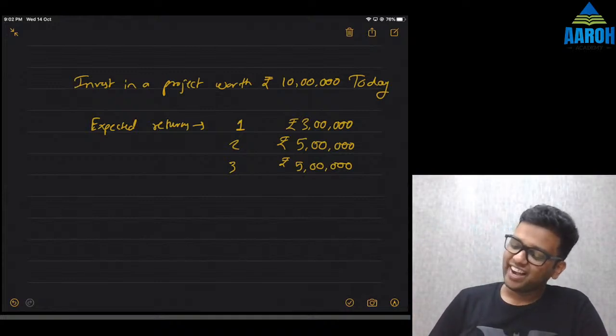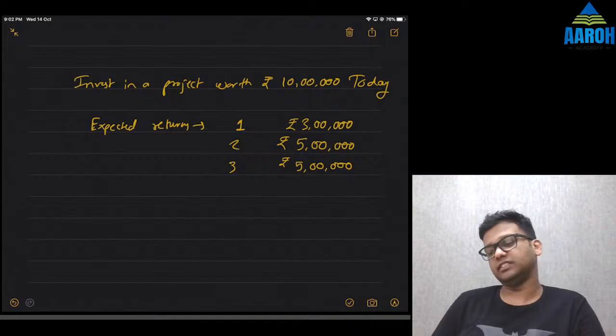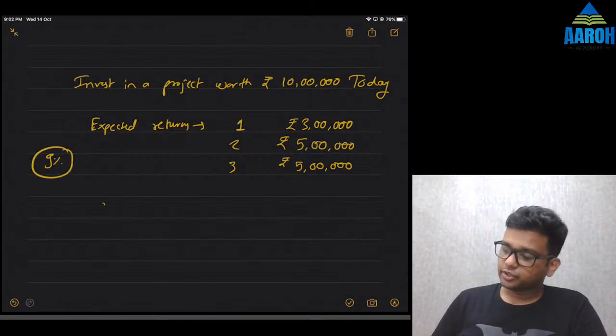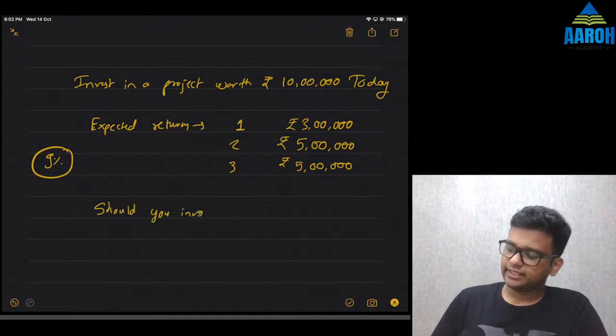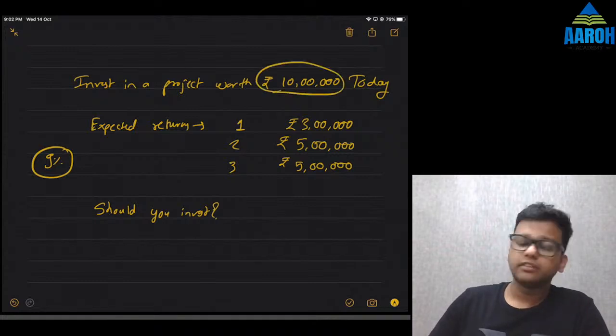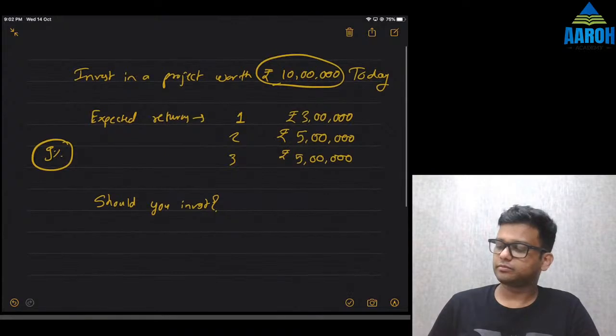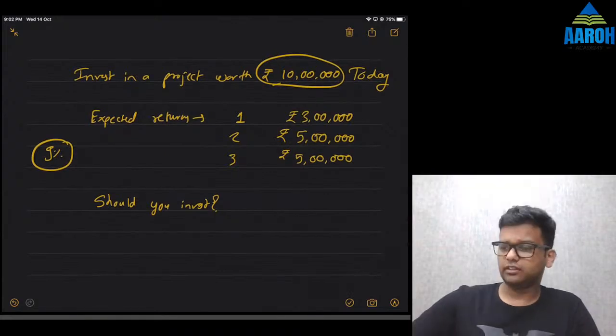And let's say your expected interest rate is 9%. Question is, should you invest? Capital expenditure is a very big expense. The project is huge. So how should you decide whether you should invest or not? Take some time and find by yourself first. I'll wait for 2 minutes.